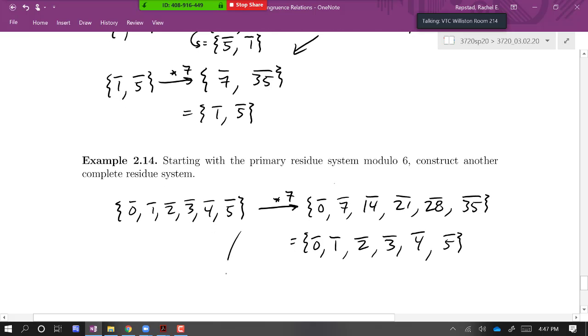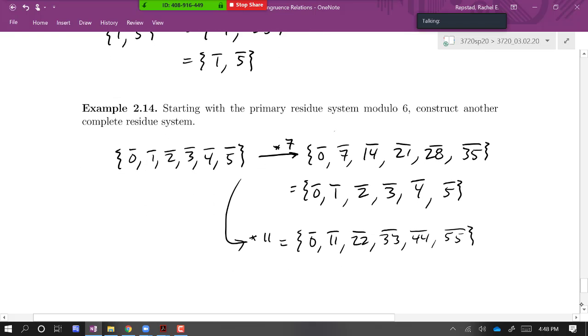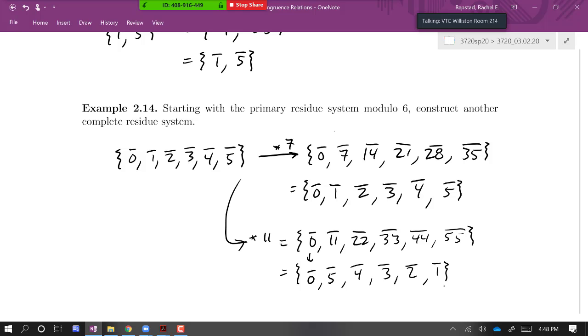If I took this and instead multiplied by 11, and then reduced these, right, these would be 0, 5, 4, 3, 2, 1. But I still got a complete system. The same thing is not true if you multiply by something that is not relatively prime to 6. The easiest example I can come up with to convince you of that is that if I multiplied by 6, then they're all 0 mod 6, right? You end up with multiples of 6, and those all reduce to 0.